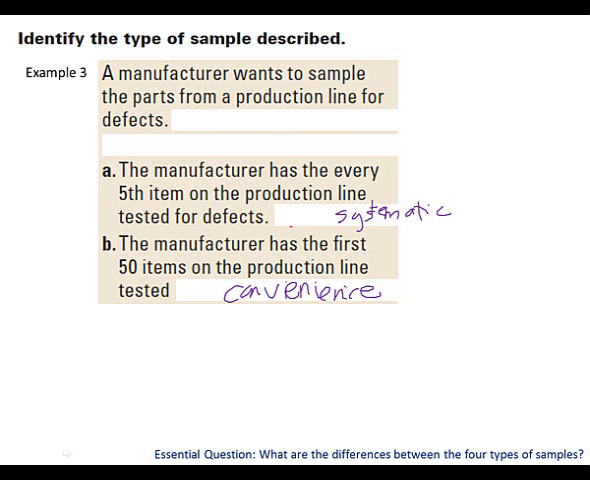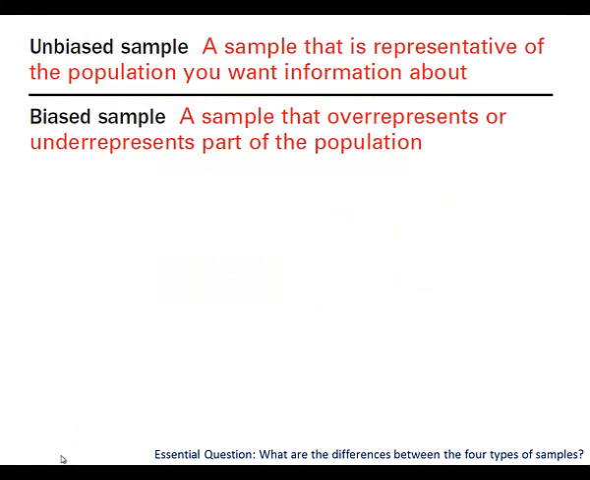Alright, next two definitions, speaking of biased and unbiased. There's the next two. This should help you.